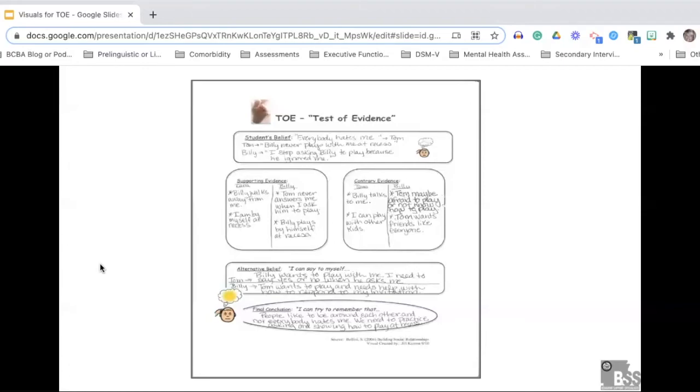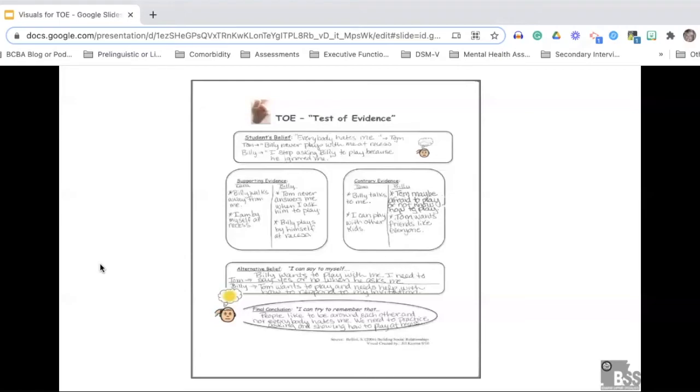Now, on the other side of that, the contrary evidence, they have to find something that's from the other person's point of view by what they see, hear, know, or feel. So Tom notices, well, Billy does talk to me, and he also noticed that he can play with other kids and that it doesn't always have to be Billy. But Billy also notices that Tom maybe is afraid to play or he doesn't know how to play. And Billy also notices that Tom wants friends like everyone else.